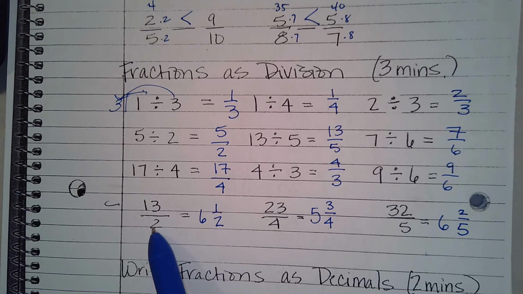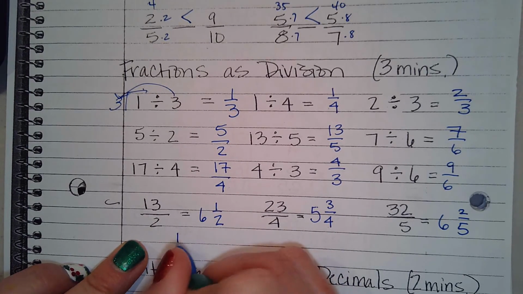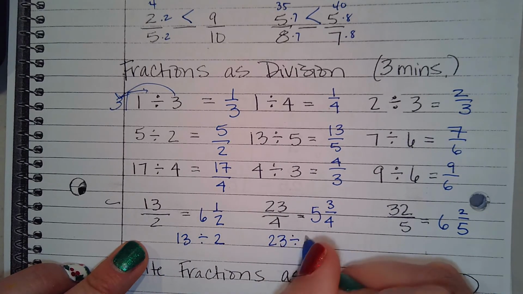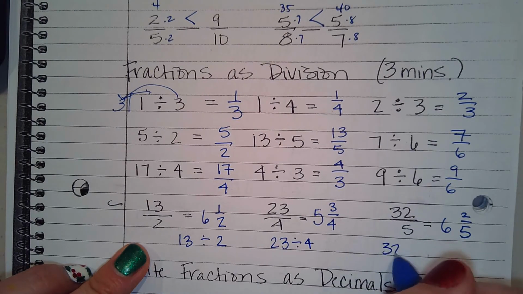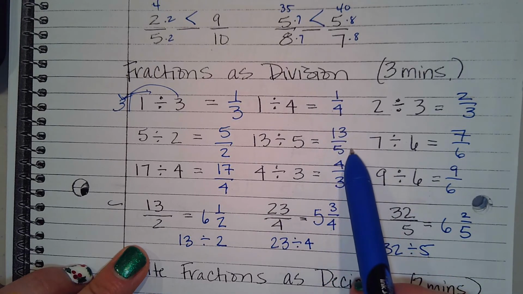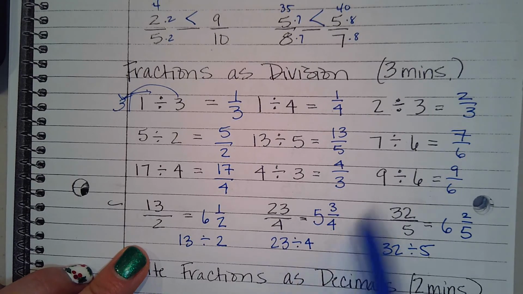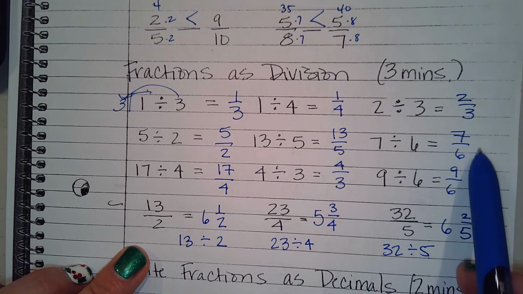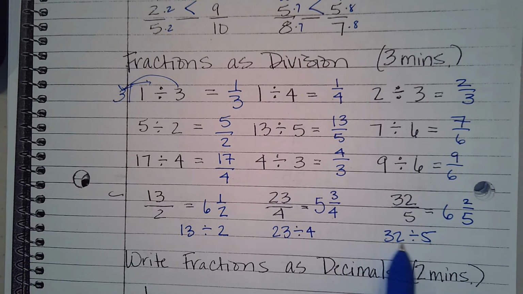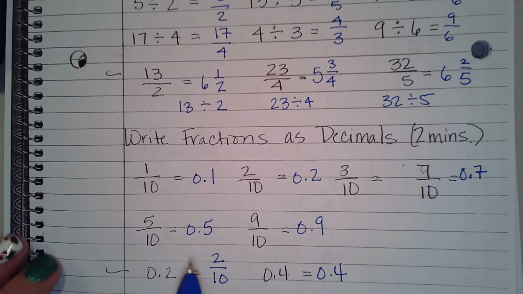Then converting this back to a mixed number, or you know what? I should have converted this to 13 divide 2. This should have been 23 divide 4. And this should be 32 divide 5. So 1/4, 13 fifths, 4/3, 23 divide 4, 2/3, 7/6, 9/6, and then taking this back to division, 32 divide 5.